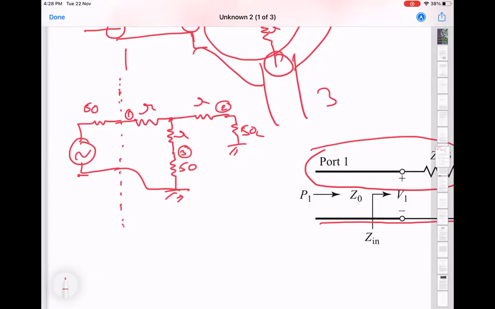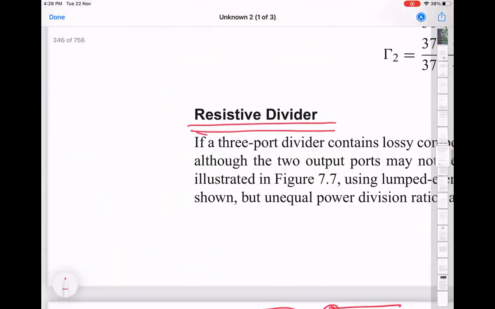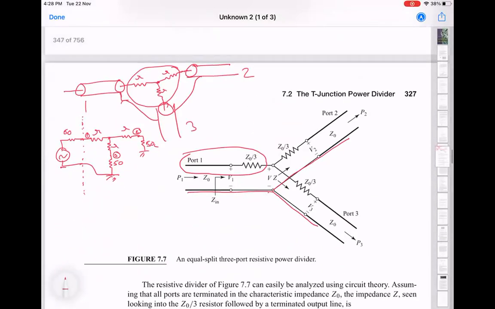Otherwise, this circuit is completely symmetric, right? There is no difference between any of the three ports here. They look exactly identical. So what it also means is that in this case, there is really no difference between input and output. Any port can be input and any port can be output.